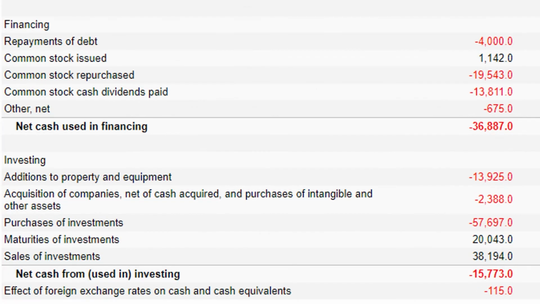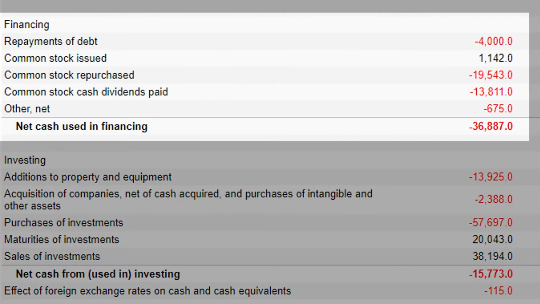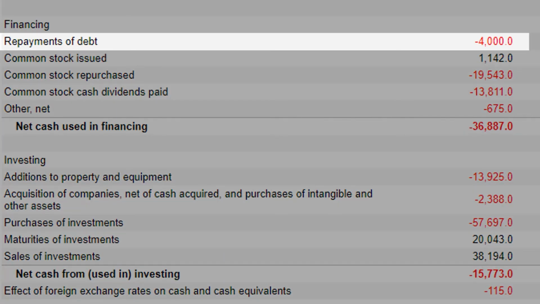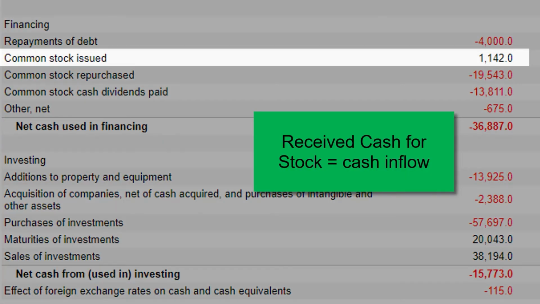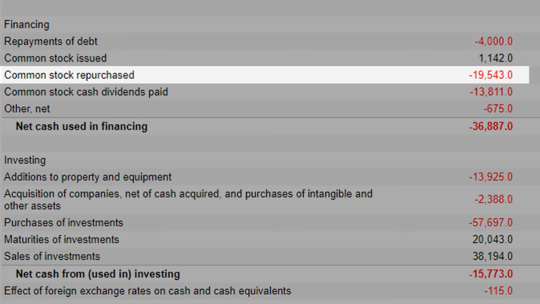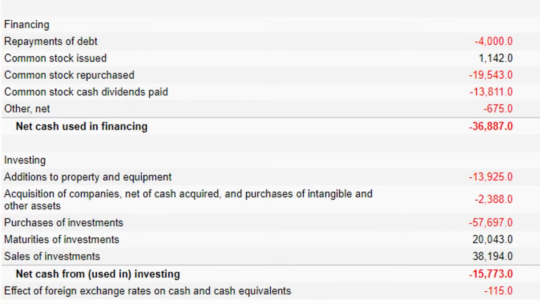The next section we're going to look at is net cash used in financing. So the first line item is repayments of debt. So that says Microsoft paid $4 billion worth of debt down in the period. The next line item is common stock issued. So the company issued just over $1.1 billion in common stock. The next line item is common stock repurchased. So Microsoft in the period purchased $19.5 billion worth of their common stock.